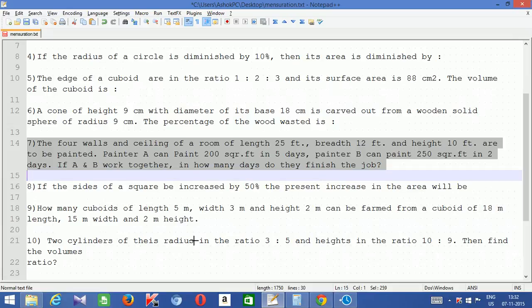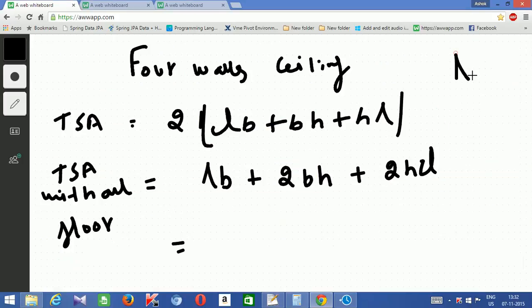So what are the things given? It is given in terms of feet. So length and breadth are 25 and 12 feet. Height is 10 feet. So L is equal to 25, breadth is equal to 12, height is equal to 10 feet.